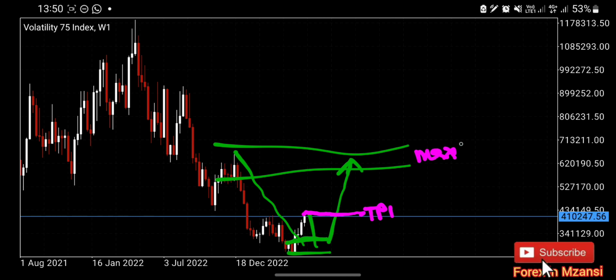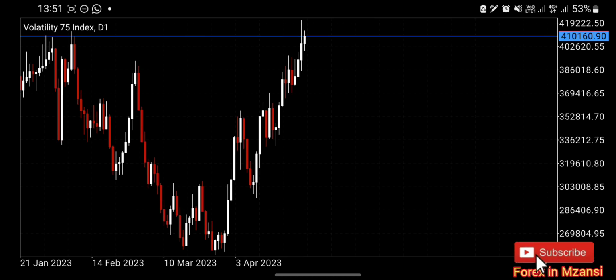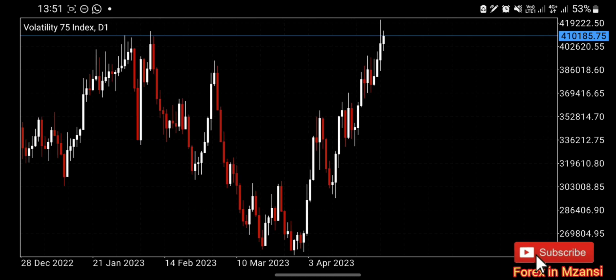Then this is where you can exit all your trades. That's if you're executing on weekly, but I doubt you'll be executing there. So let's drill down to the other time frames and check what the structure looks like as we're moving down to the other time frame.